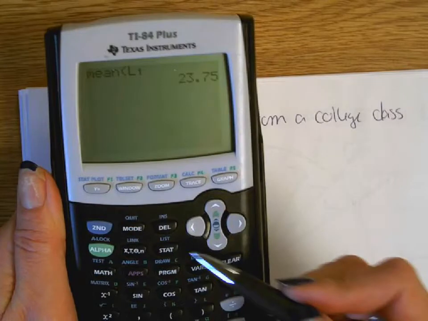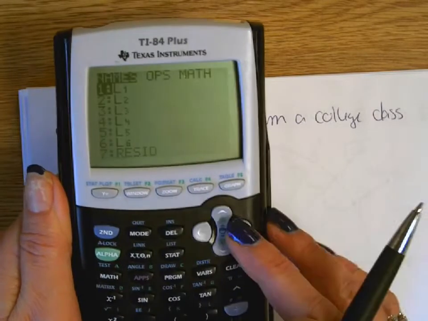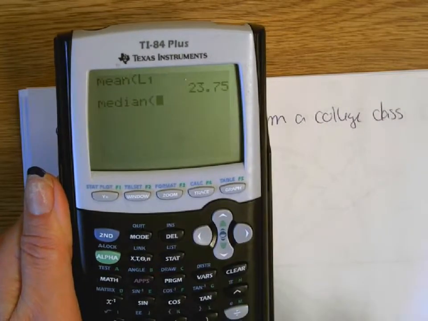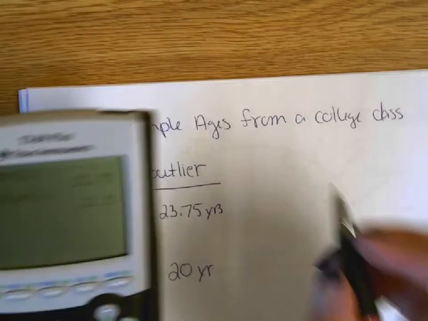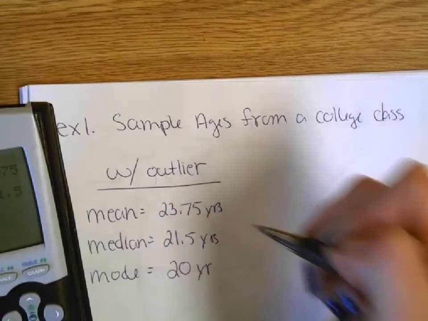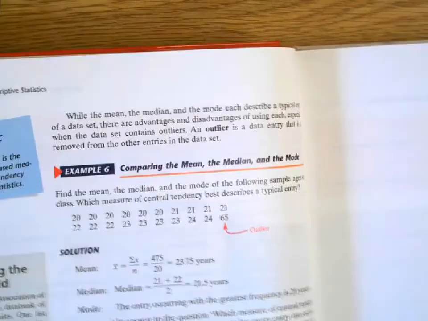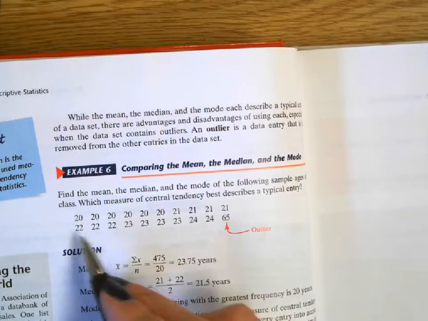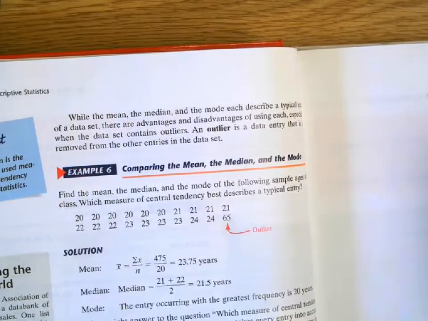And then the median, I can go right back into list again. So that's under second stat. Over to Math. The median age for list 1 is 21.5. Because remember, it's averaging: there were 20 people in that class, so it would average the 10th and the 11th ages. So yeah, we could have easily gotten that one. The average of 21 and 22 is 21.5.